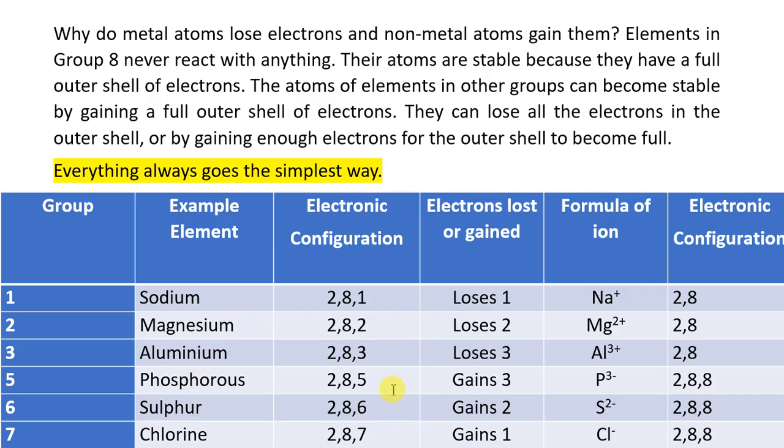Phosphorus, group 5. 5 electrons in the outside shell. Easier to gain 3 to get 8 than it would be to lose 5, so that the second shell became the outer. Phosphorus atoms always gain 3 electrons to become P3-. And if 3 electrons are gained, I've now got 8 in the outside shell. Sulfur in group 6, 6 in the outside shell will gain 2. 2 gained, my charge is 2-. Chlorine, 7 in the outside shell, only needs to gain 1 to give Cl-.